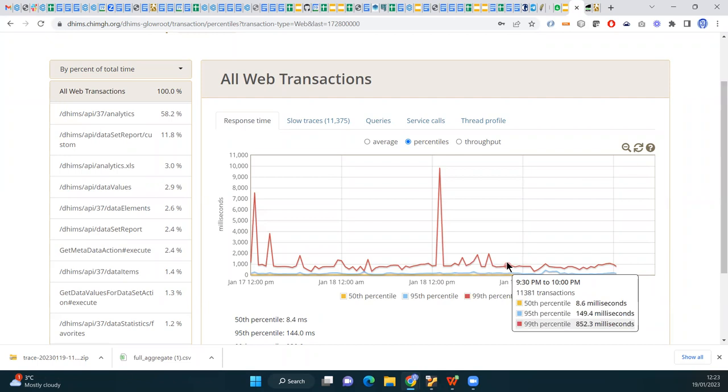Okay, that's enough for me. We could talk about GlowRoot and looking at different kinds of problems with it all day long, but I want to stop there and open up for any questions.